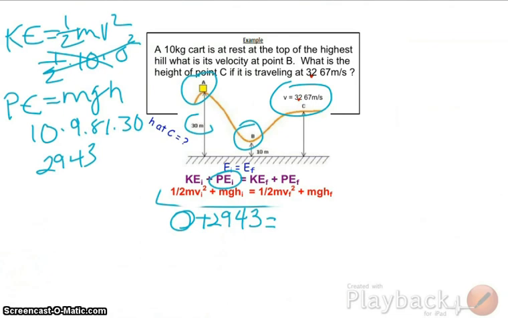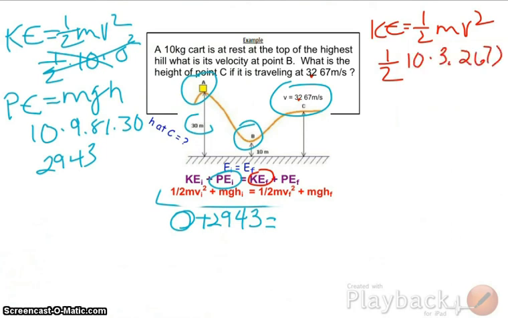Now that's going to equal our final kinetic energy. Our final kinetic energy is 1/2 mv squared again, which is 1/2 times mass, which is 10, times 3.267 squared. Now that squared is only for the 3.267, not for the 10 or the 0.5. So make sure when you plug it into your calculator you get 53.366, which I'm going to round to 53.4.